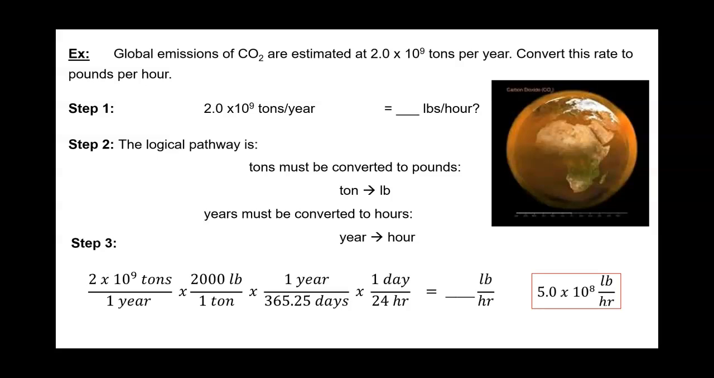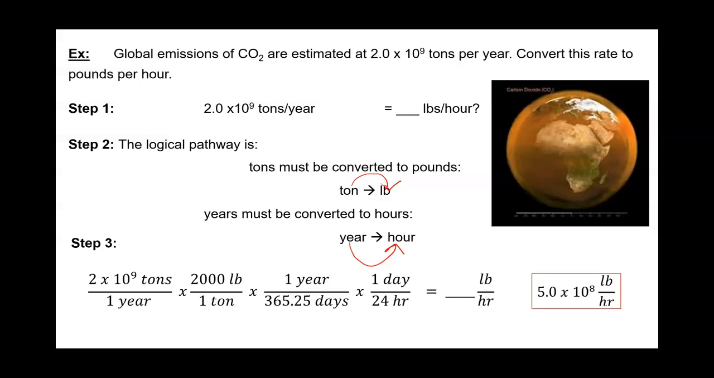So here's an example that's not really related to health science, but it's an interesting example of how we might tackle this kind of problem. It says global emissions of carbon dioxide are estimated at 2 by 10 to the 9 tons per year. Convert this rate to pounds per hour. So what you can see here is that there are 2 things that need to be done. I need to take the tons and turn them into pounds, but I also have to take the years and turn them into hours.